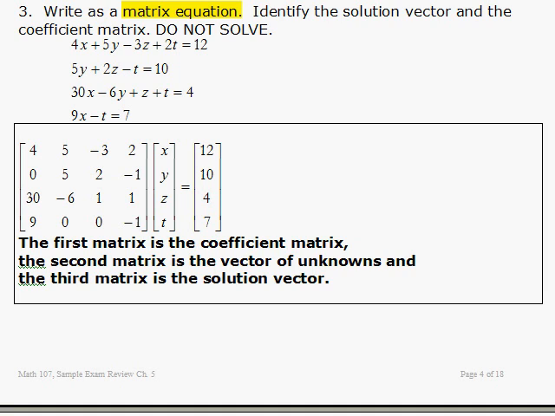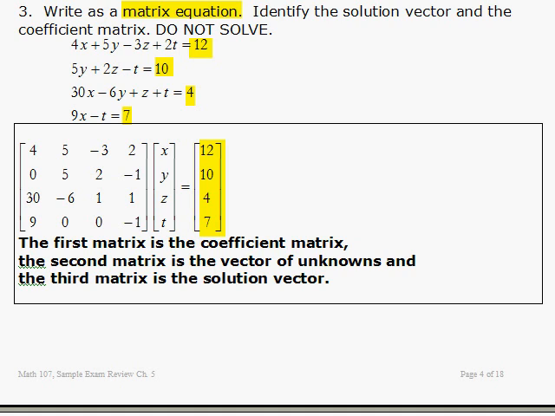So to construct this matrix equation, first of all, the equations have to be written so that the constants are on this side. See, the constants 12, 10, 4, and 7 are on the right-hand side of the equal sign. So here's your equal sign, and here are all those constants, lined up. Okay, let's see. That would be your solution vector. A matrix that has either one row or one column is called a vector.